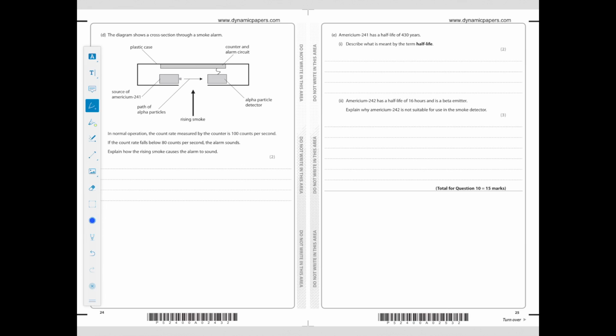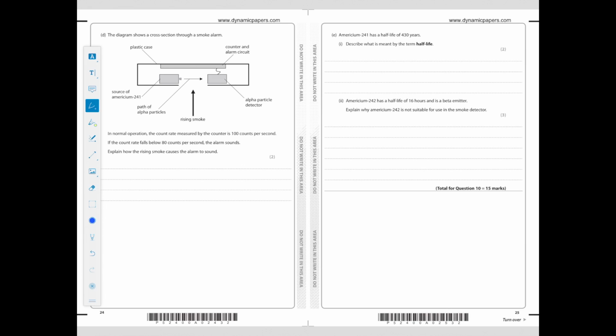D. The diagram shows a cross-section through a smoke alarm. In normal operation, the count rate measured by the counter is 100 counts per second. If the count rate falls below 80 counts per second, the alarm sounds. Explain how the rising smoke causes the alarm to sound.